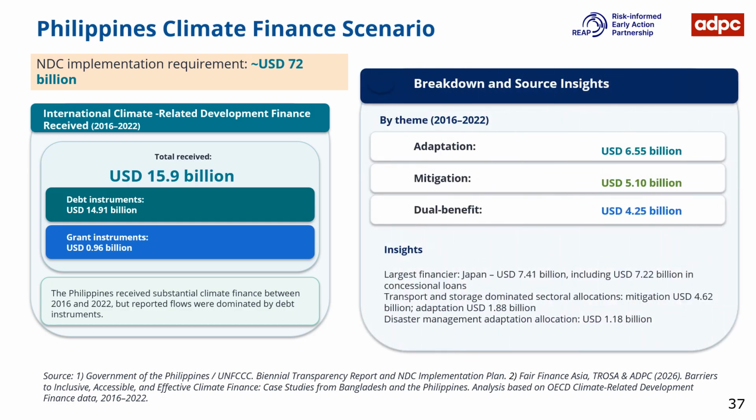By theme, adaptation received $6.55 billion, mitigation $5.10 billion, and dual benefit finance $4.25 billion. Japan was the largest financier, including substantial concessional loans. Sectorally, transport and storage dominated allocations, while disaster management received a notable adaptation allocation.